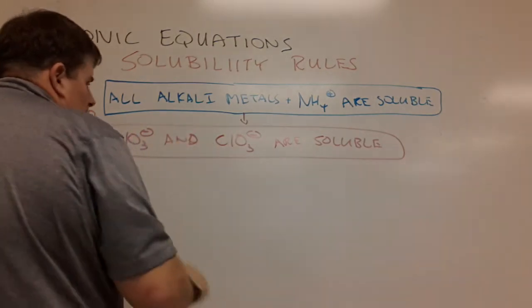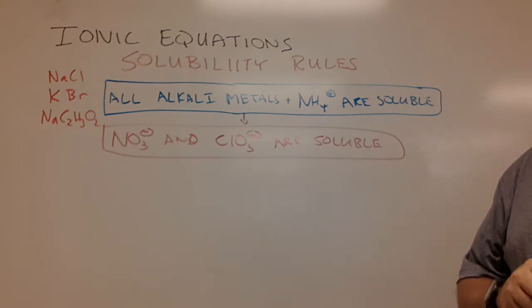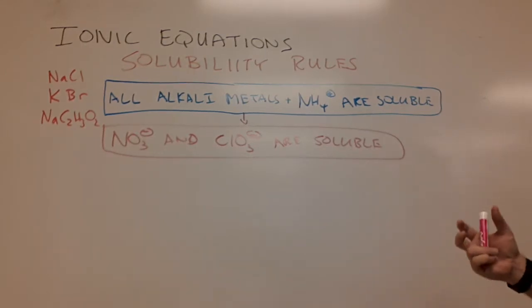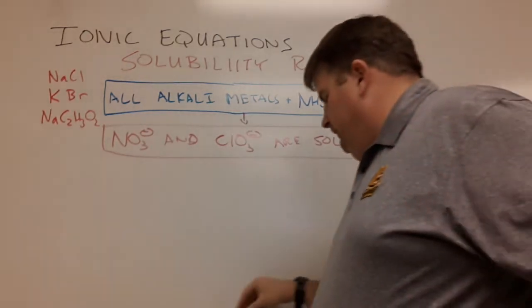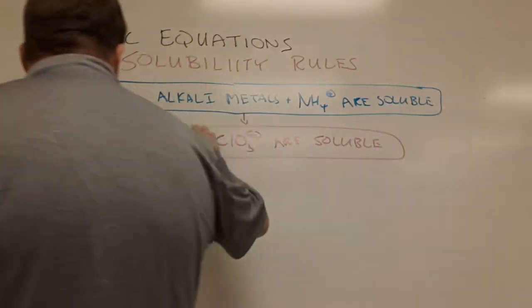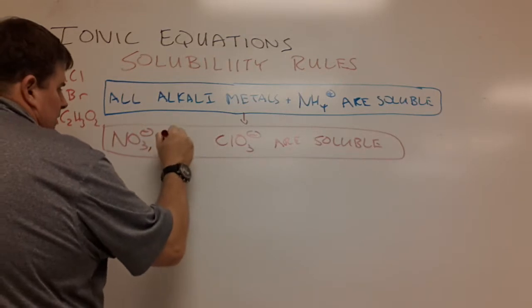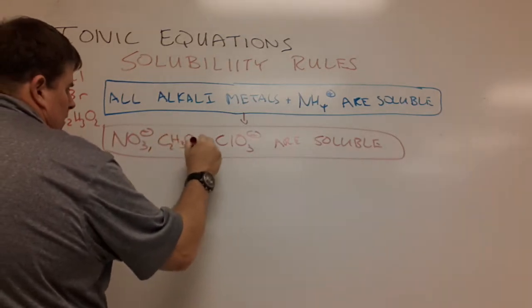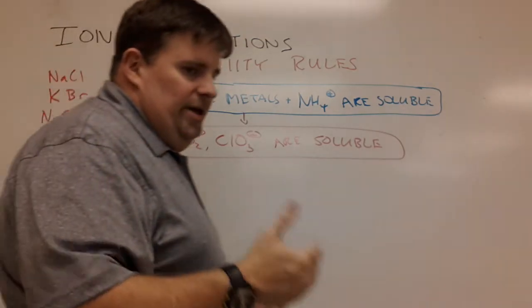All right? So if I'm running through a list, if I've got a material, any material that's got a chlorate or a nitrate, those are going to be considered soluble. And I forgot one, so let's throw that in. Nitrate, acetate, and chlorates are all going to be soluble. Okay? Which brings us to our next rule.